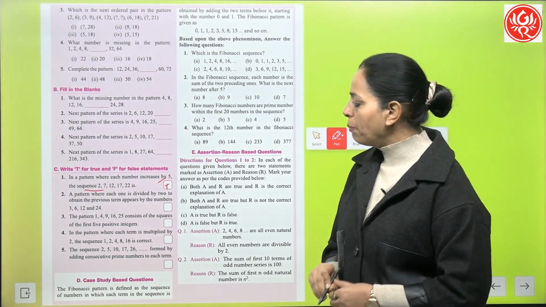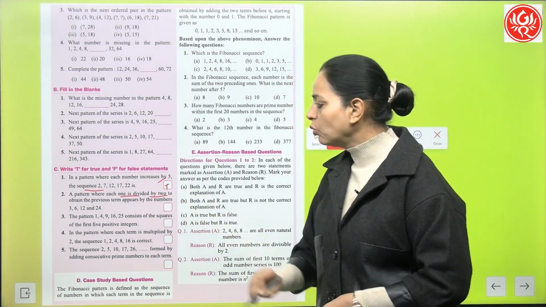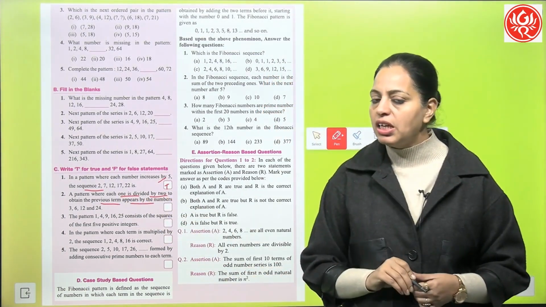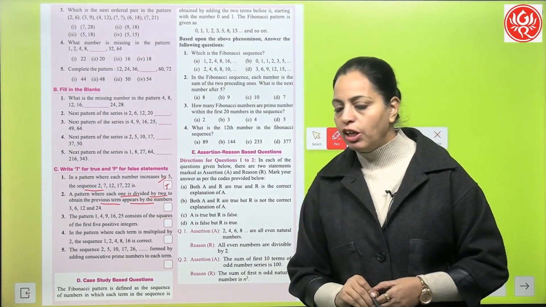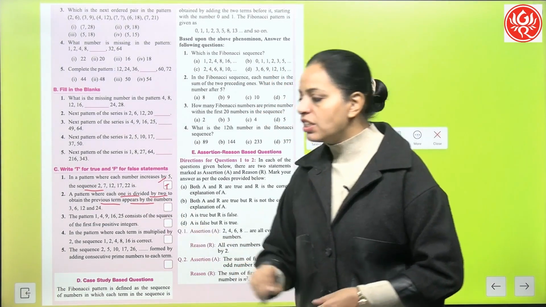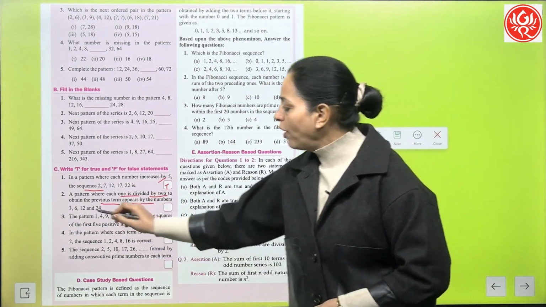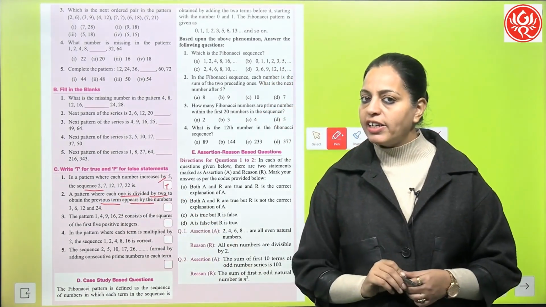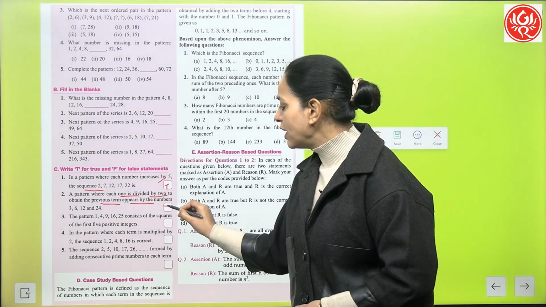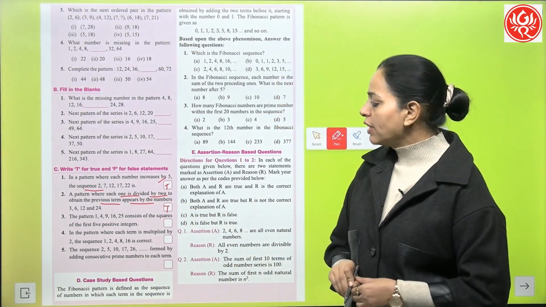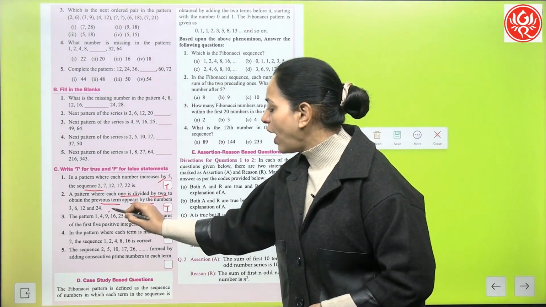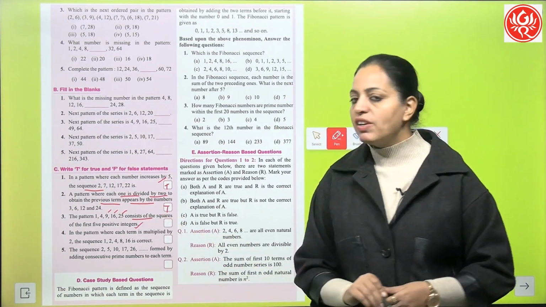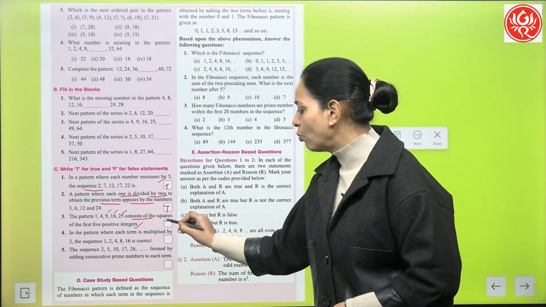Okay. The second one, a pattern where each one is divided by 2 to obtain the previous term appears by the numbers 3, 6, 12 and 24. Is this right? 6 if we divide by 2, we are getting 3. 12 if we divide by 2, we are getting 6. And 24 if we are dividing by 2, we are getting 12. So this statement is also true, right? The third one, the pattern 1, 4, 9, 16, 25 consists of the square of the first 5 positive integers. Yes, this is true, right?